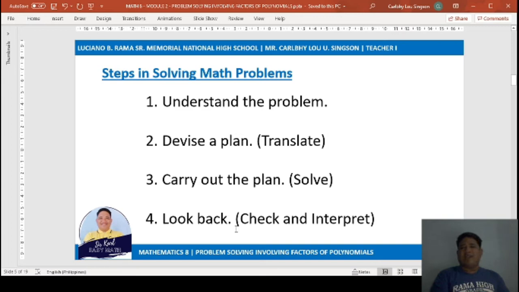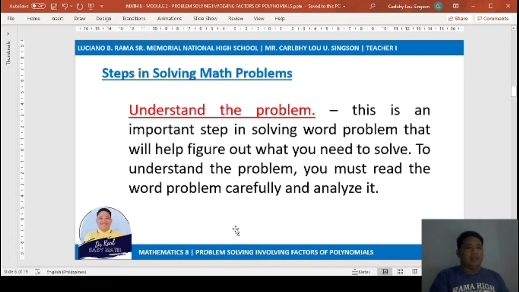Let's have number one, understand the problem. This is an important step in solving word problems that will help you figure out what you need to solve. To understand the problem, you must read the word problem carefully and analyze it. We need to know what we need to figure out and what we need to solve. For us to do that, we should read the problem carefully, maybe twice or even three times, and analyze it carefully so that we could fully understand what the problem is all about. That is the first step, very important.